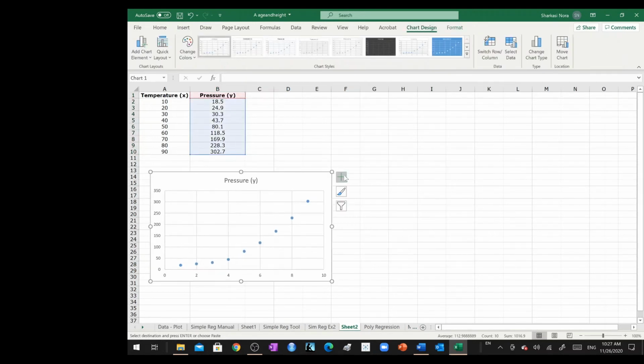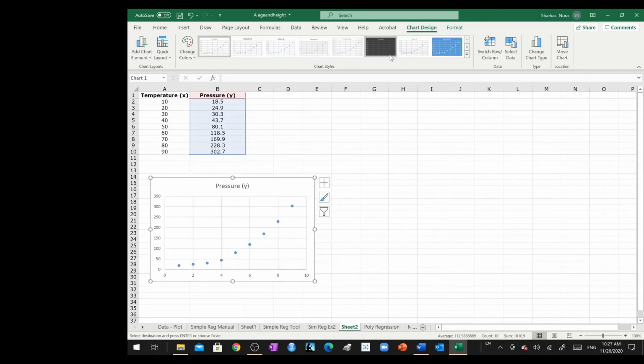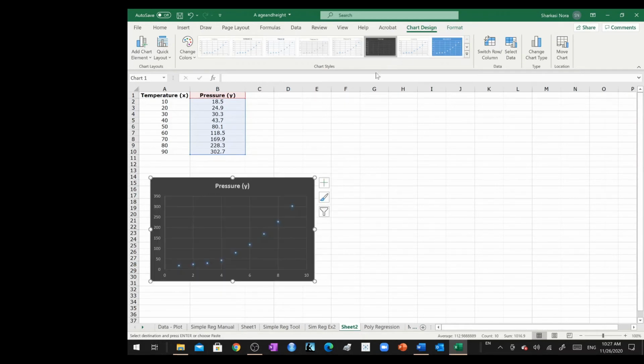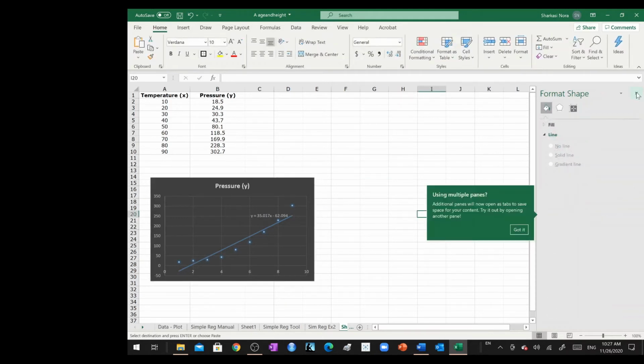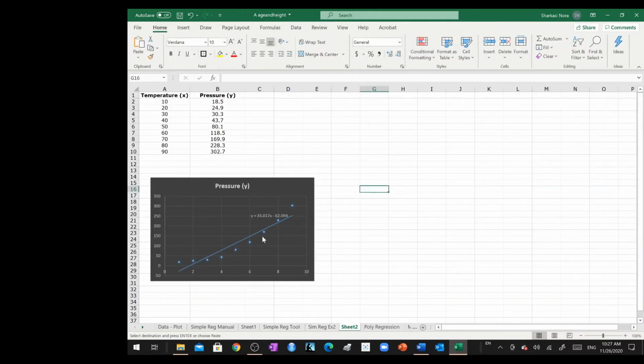I'm going to do a scatter plot and take a look at the distribution of points. Do you think these points are actually linear? You could actually draw a linear model here. And take a look here. You could add a trend line, specify it as linear, and display your equation. And here we go.